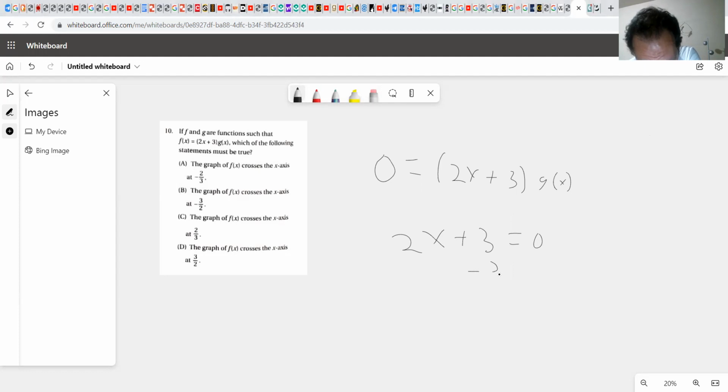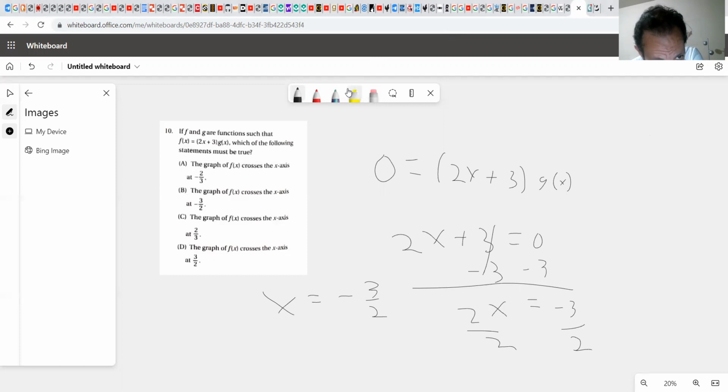So minus 3, right? This cancels out, so you get 2x equals negative 3. Divide by 2, and you get that x equals negative 3 over 2. That is a place where the function crosses the x-axis. So the answer then would be B, right? The graph of f of x crosses the x-axis at negative 3 over 2. So the answer is B.